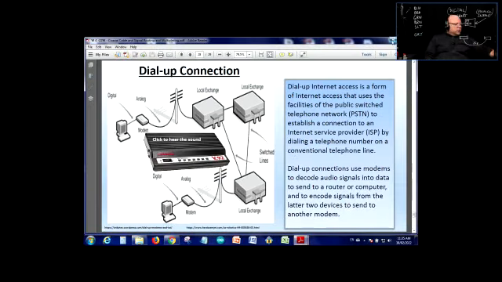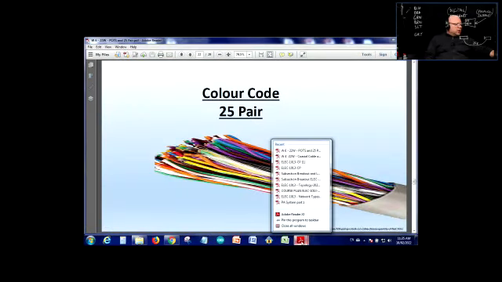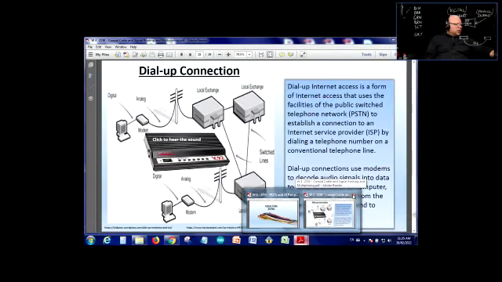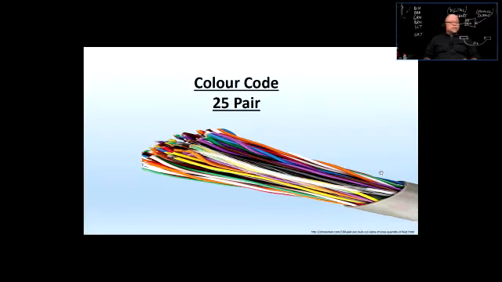Let's go to the 25-pair color code. All right, 25-pair color code. And we're going to have a lab as well where you're going to connect or terminate a 25-pair cable onto something that's called a BIX termination strip.